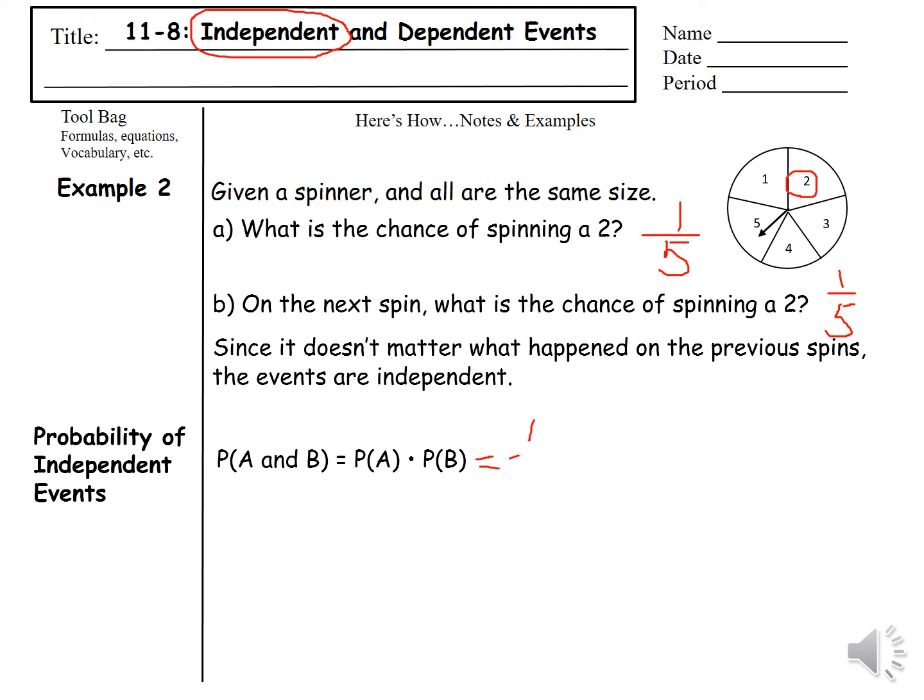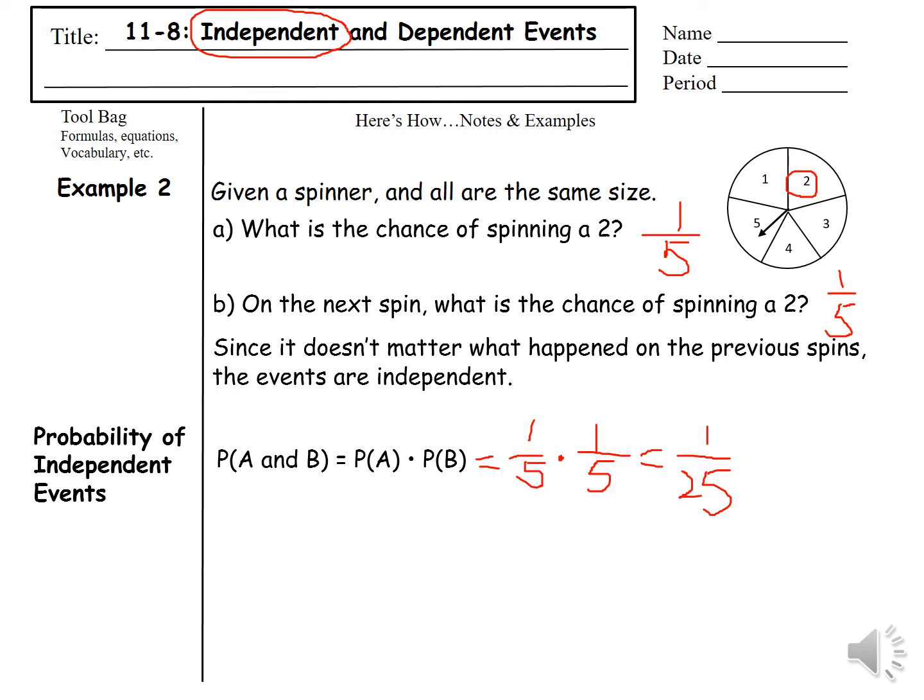So P(A) is 1 out of 5. We already did it. The P(B), because this is an independent event, is also 1 out of 5. The total number of 2s doesn't change, and the total number of outcomes also doesn't change. It's still 1 out of 5. So it's 1 over 5 times 1 over 5, which is numerator times numerator, 1 times 1 equals 1, and 5 times 5 equals 25.